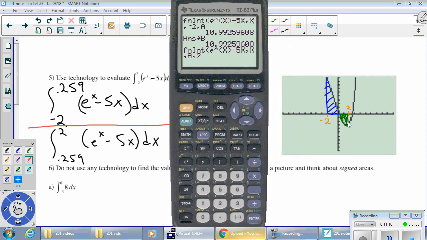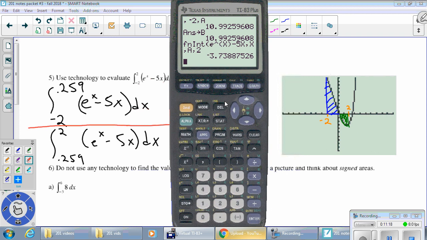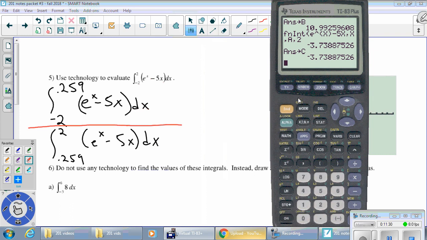All right, so this one should be a negative answer, but we're going to treat it like a positive. So what I want to do, we'll store that one as C, I guess. So currently I've got my two numbers stored as B and C. Let's write them down here, 10.99 and 3.74.